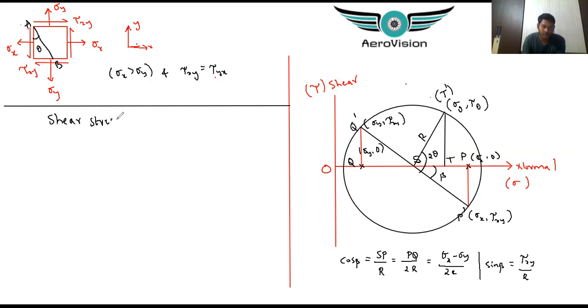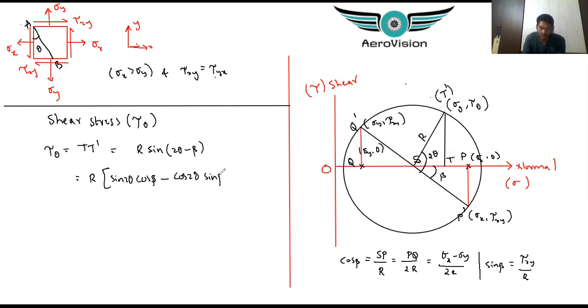Shear stress acting on the plane AB, tau theta. Now shear stress tau theta will be equal to T dash, which is equal to R sine of (2 theta minus beta). Again, it is equal to R sin 2 theta cos beta minus cos 2 theta sin beta.